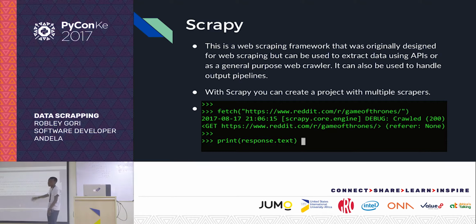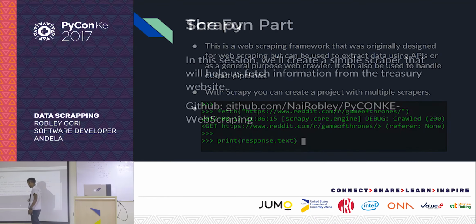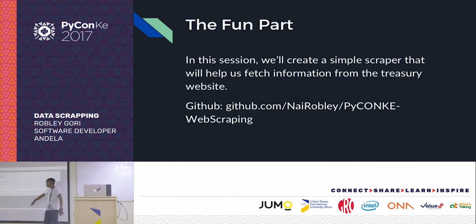The beauty about Scrapy is that it has its own inbuilt shell. So how many of us have used Django? Django comes with its own Python shell where you can import Django into, so does Scrapy. It comes with its own shell where you can import Scrapy and fetch from Game of Thrones and get your feedback, then you print the response.